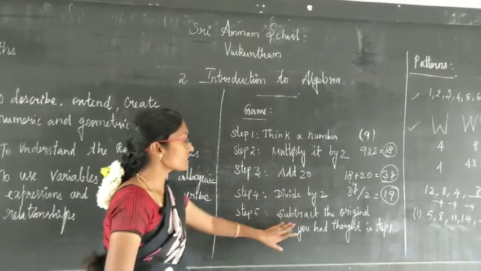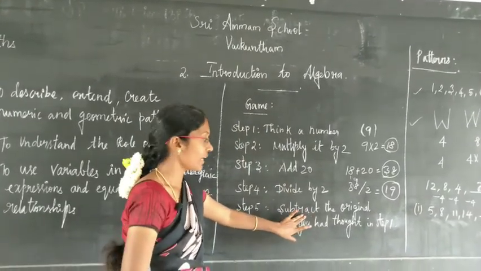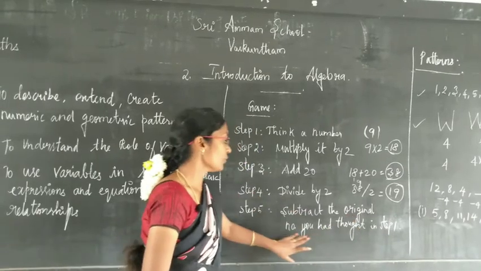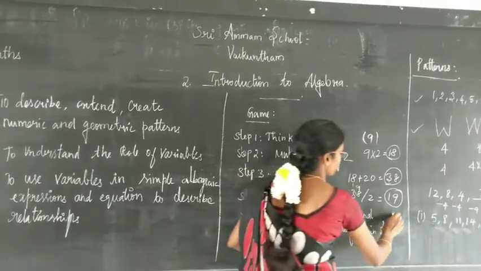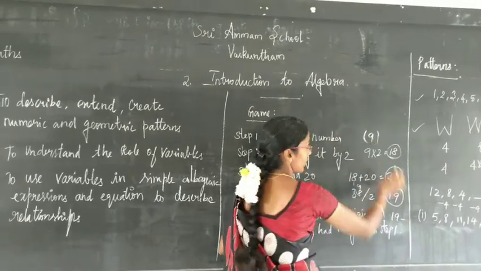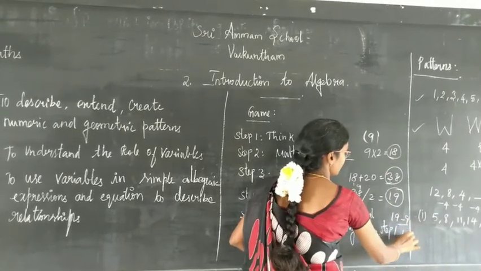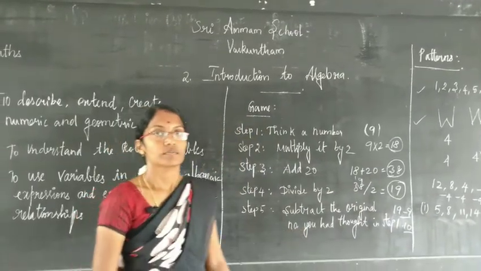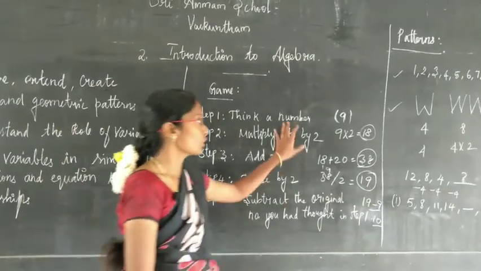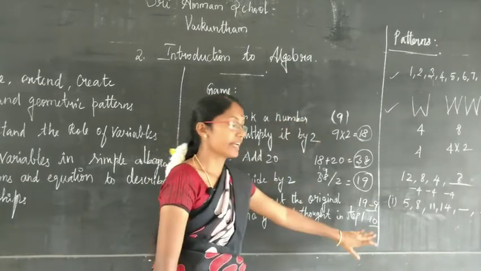Next, you have to subtract the original number that you chose in step 1. So 19 minus 9. What will you get? 10. So whatever number you thought of, you will get the result 10.